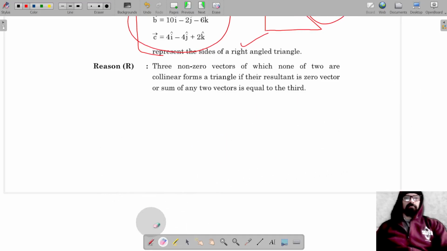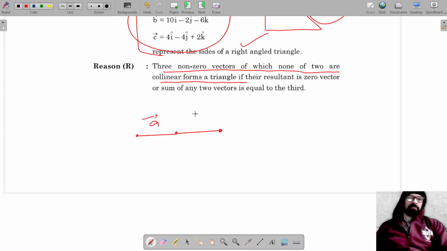And what does it say? Three non-zero vectors of which none two are collinear form a triangle, which is true. So let's say there are two vectors A and B, and these are collinear. If two vectors are collinear, and you take the third vector in any direction, that's not going to form a triangle. So none of two should be collinear, and then they will form a triangle, which is true.